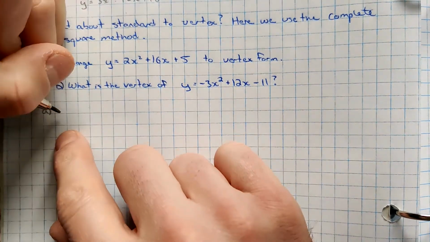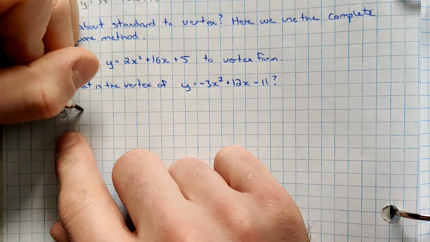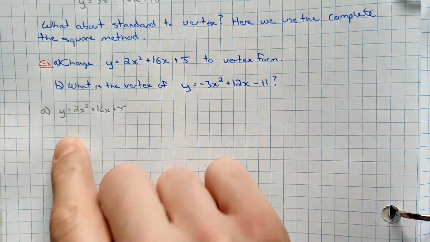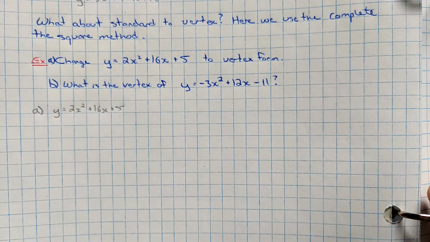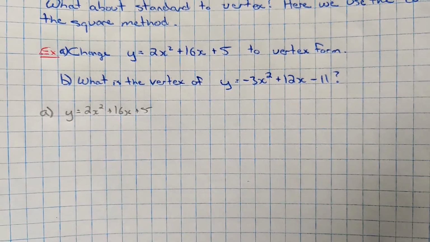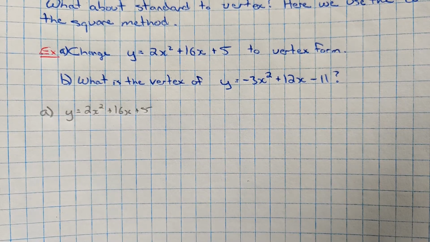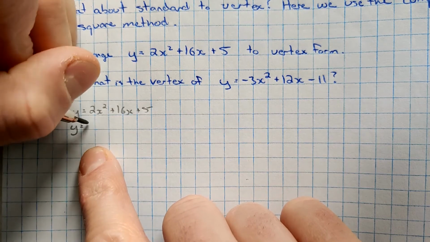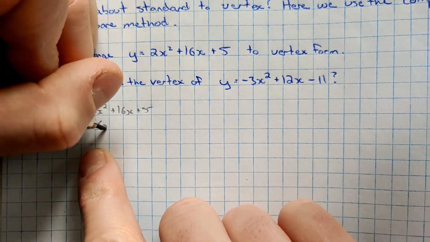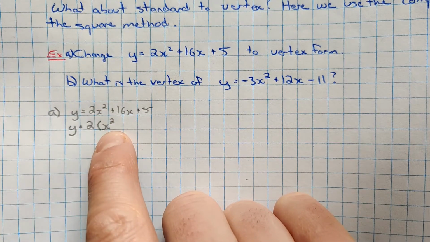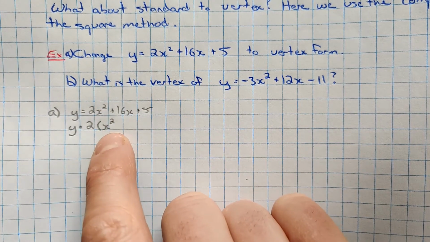So in A, we have y equals 2x squared plus 16x plus 5. Now the first step all the time is to factor out the a value from the first 2 terms. Just the first 2 terms, not from every term. So we're going to factor out a. We're going to get y equals 2 bracket x squared. So whatever the a value is, we take it out. So we always want to have an x squared here. Every time we're going to have just an x squared.